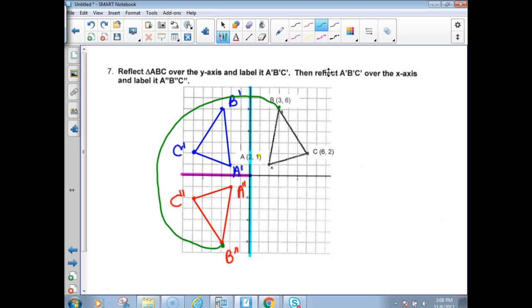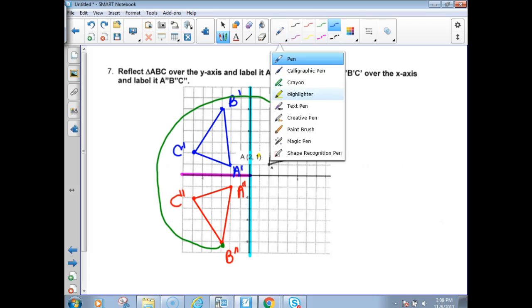Remember, any reflection over two intersecting lines is a rotation. If it went over two parallel lines, then it was a translation. It's a slide. So intersecting lines and you reflect twice over them, you're going to get a rotation. All right, so that's something we want to remember. It will be on a quiz or test.